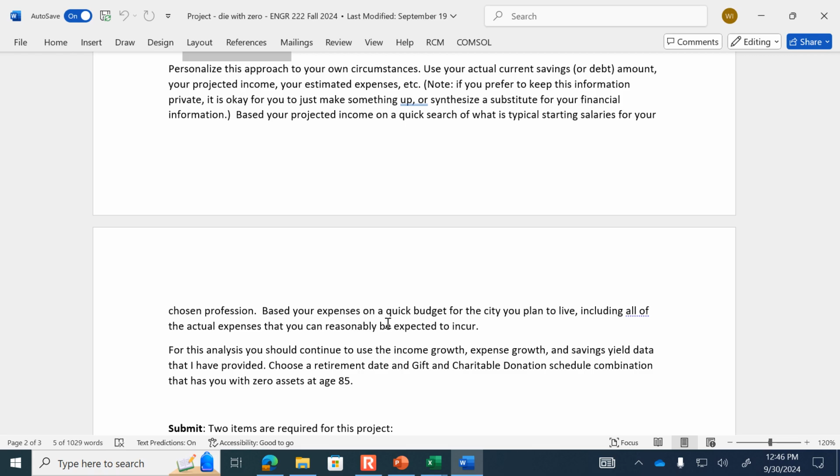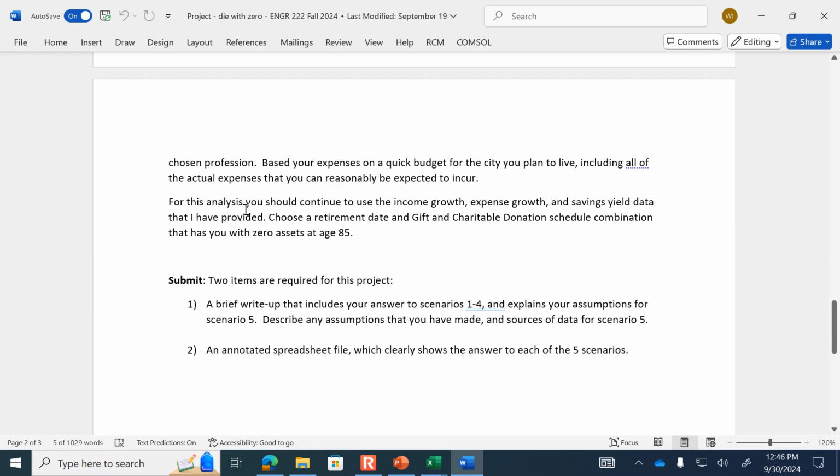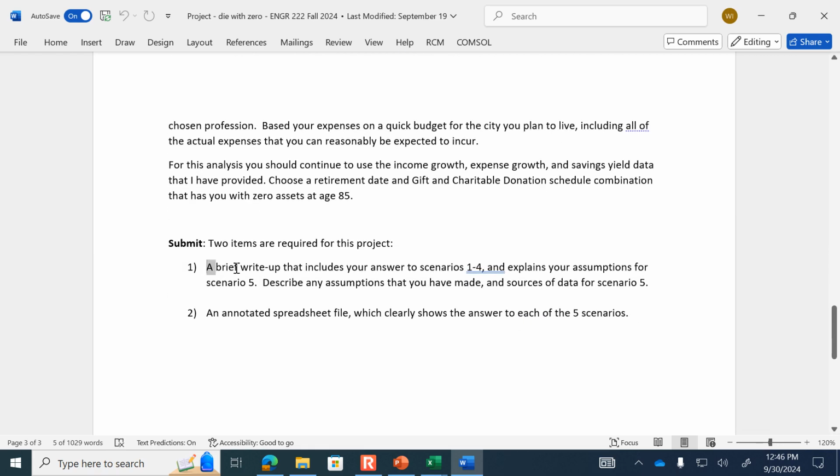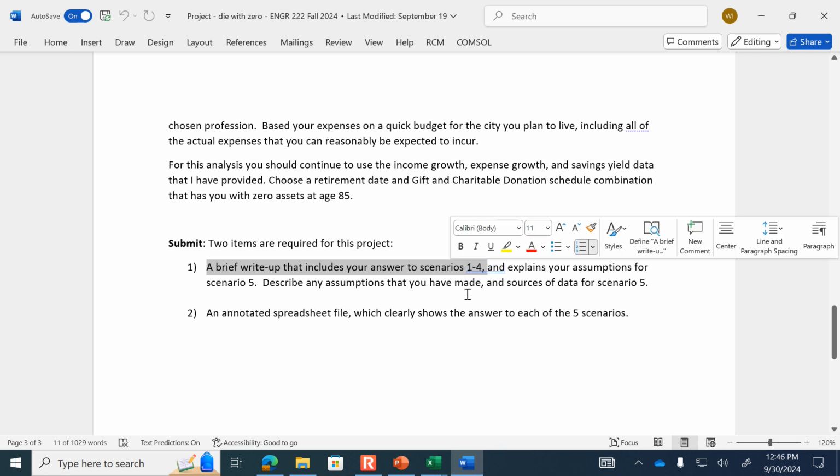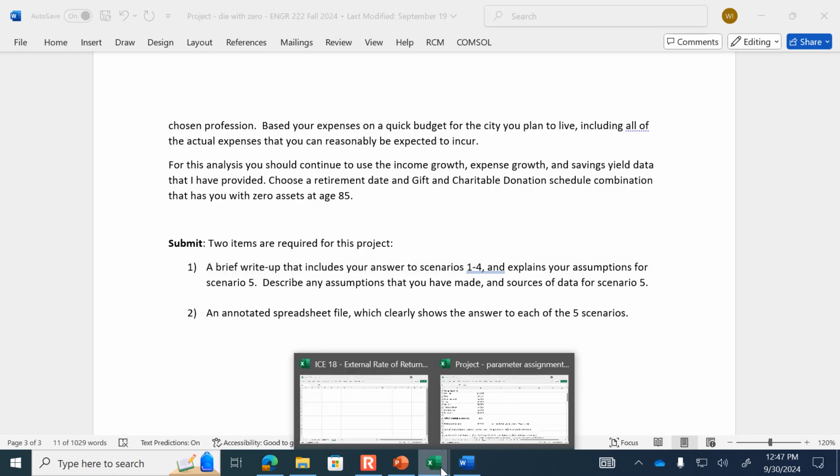So the 2 things that you have to submit for the project is a write-up, which includes the answers to the scenarios 1 through 4 and a description of the data sources you used for your scenario 5. And then you also need to submit your annotated spreadsheet file that has all of the calculations. And so that's the Excel file, not just a PDF of it, but the Excel file itself.